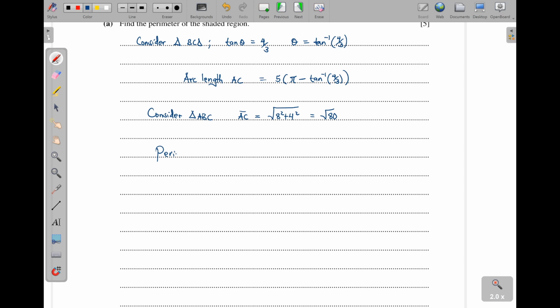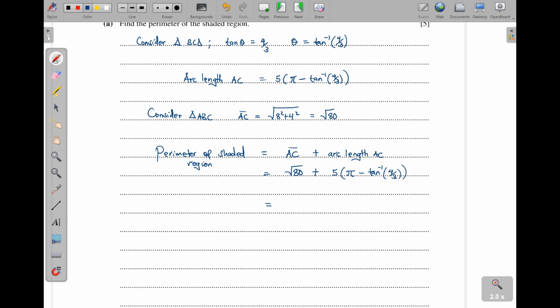Now the perimeter of the shaded region shall be equivalent to AC plus the arc length AC. So when I put AC like this with this bar, it means length, okay? Now, AC, we have gotten it as root of 80, and then the arc length is 5 into pi minus the arctan of 4 over 3.